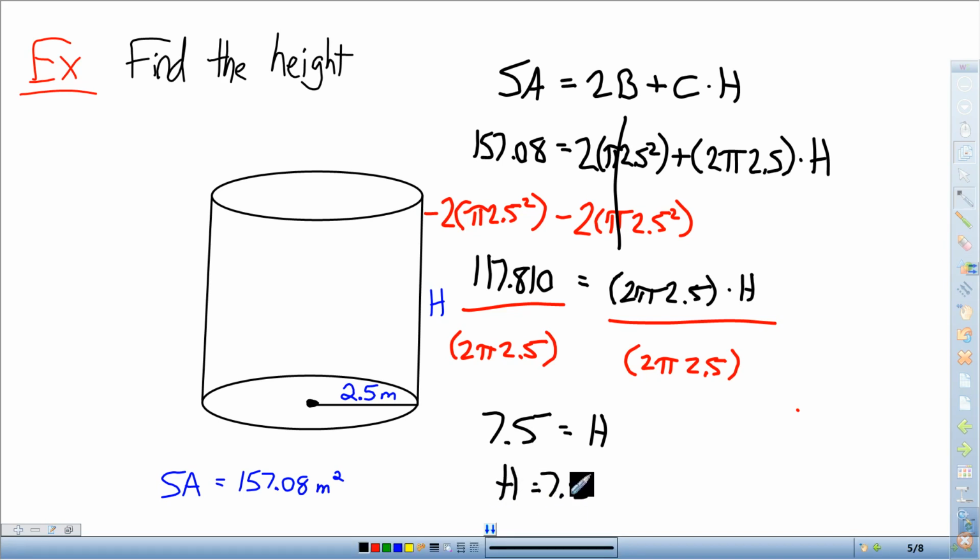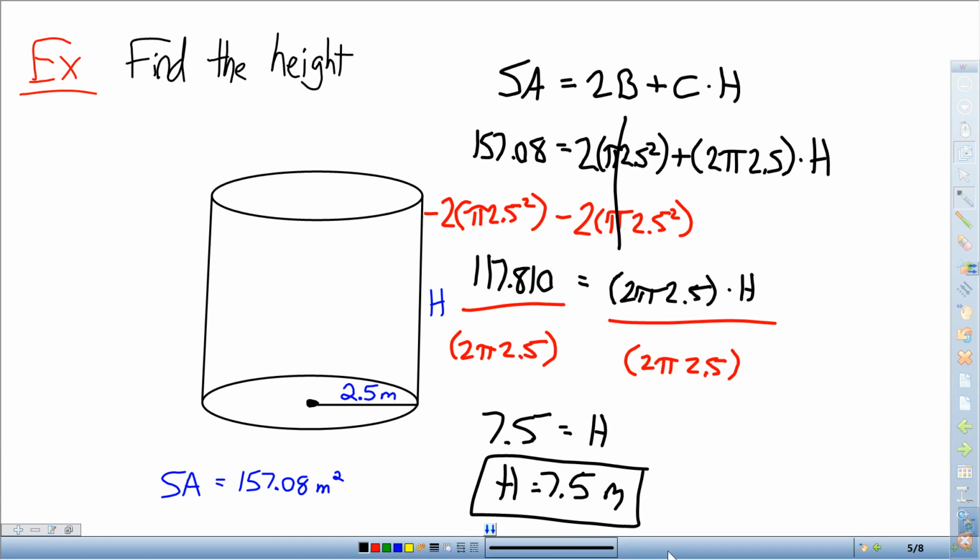Make sure if you get a height that's crazy, like in the thousands or even sometimes in the hundreds, that's not what you would expect. If the radius is 2.5, you would expect the height to be something within reason, right? And we're talking about meters.